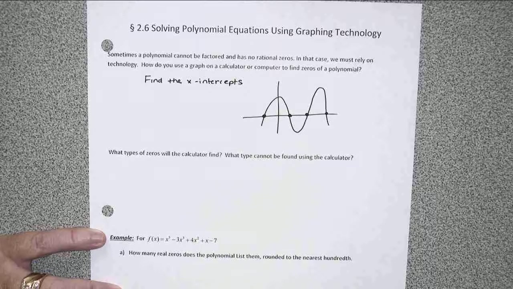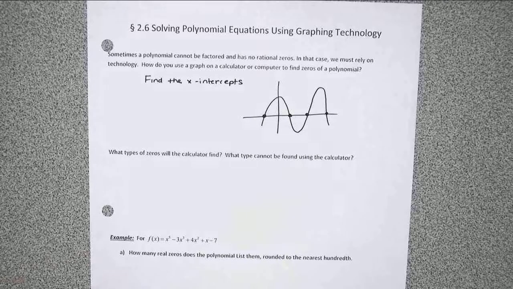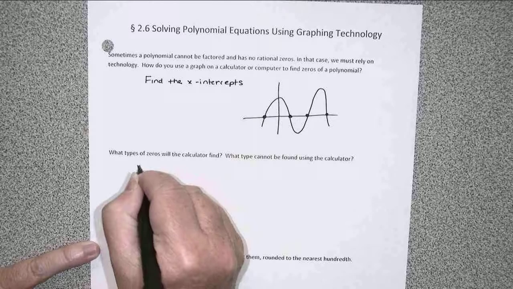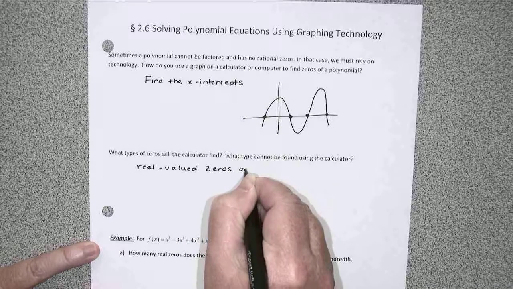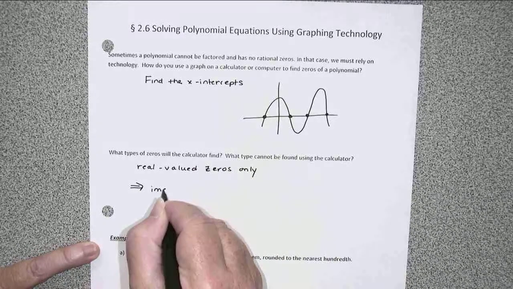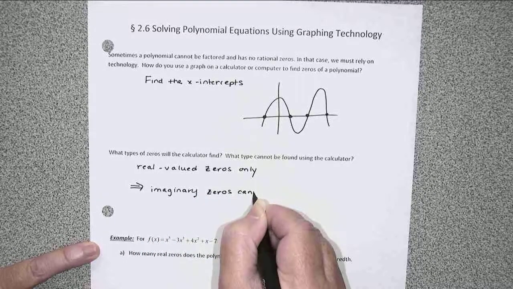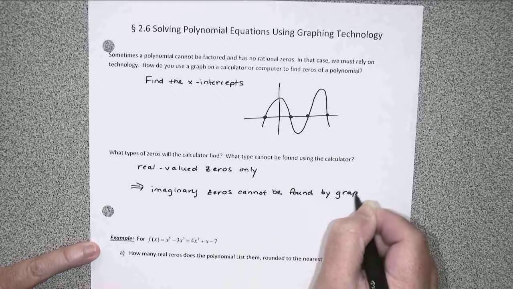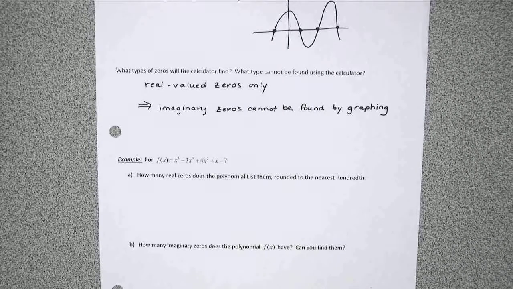Can we find all the zeros this way? Well, again, if you think back to what we did with quadratics, we saw then that only real numbers will appear on a graph. Imaginaries will not. So this method will only find real valued zeros. Imaginary zeros cannot be found using a graph.